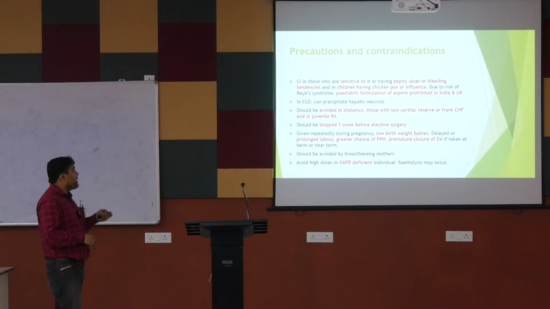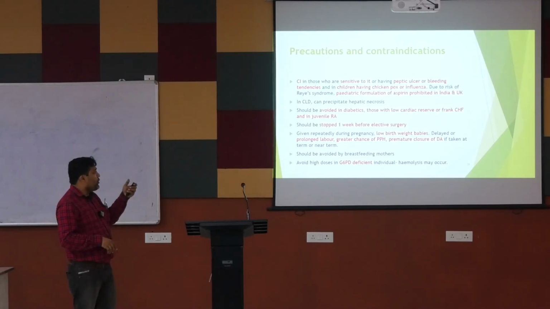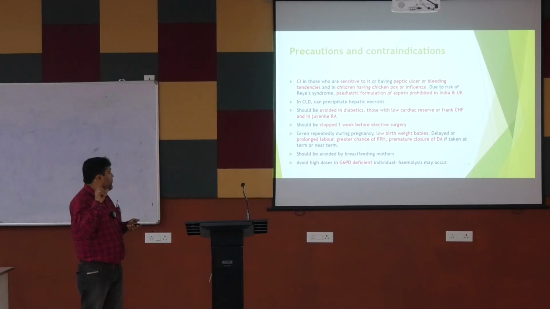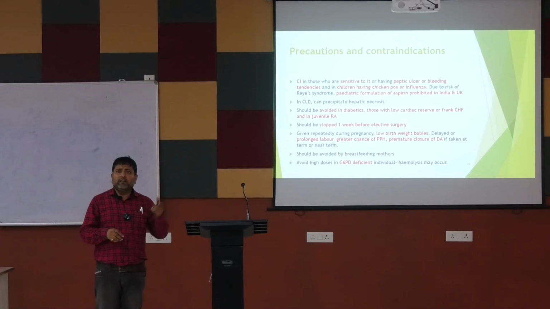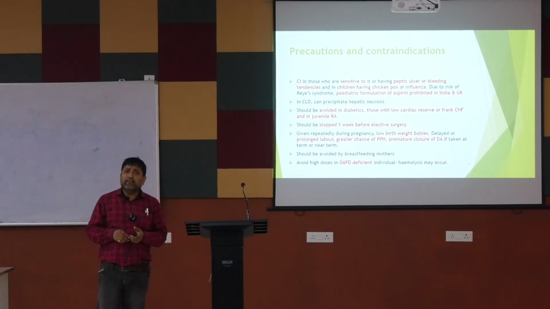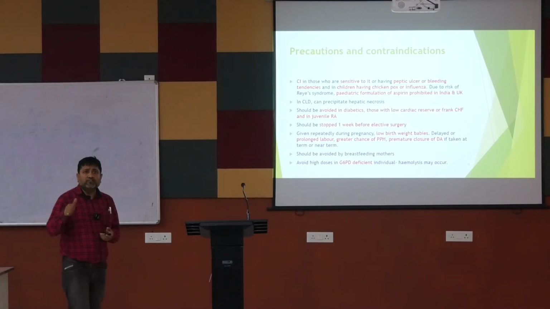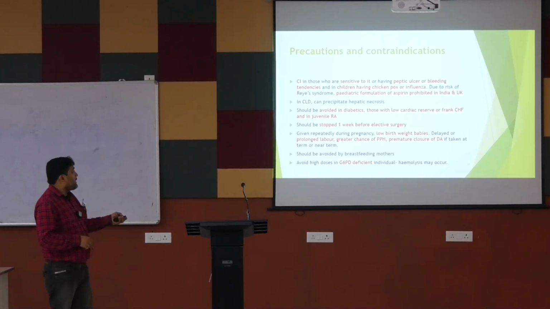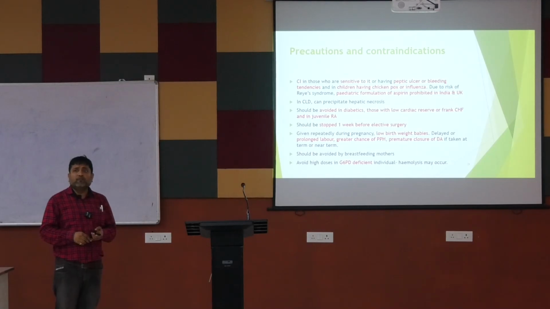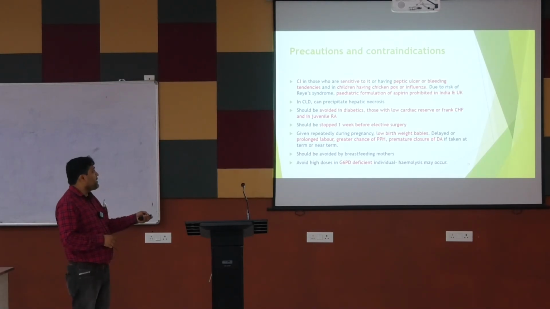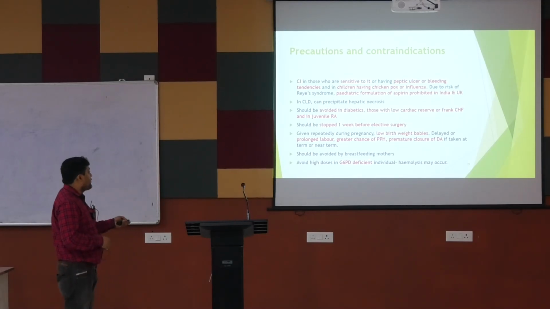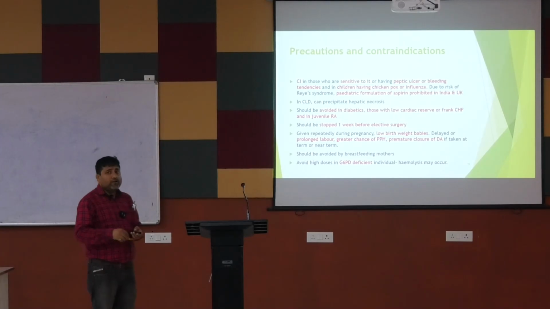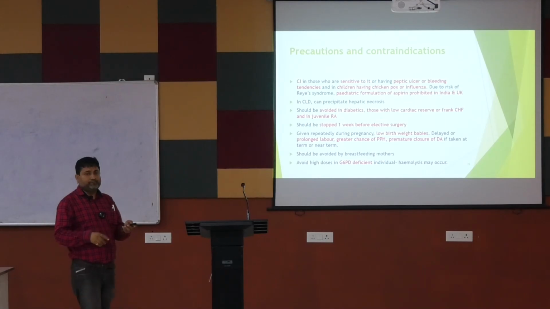Given repeatedly during pregnancy or to mothers of low birth weight babies, it causes delayed or prolonged labor. We have already read that NSAID use in late term pregnancy can delay labor because of inhibition of synthesis of prostaglandins. Greater chance of postpartum hemorrhage because of increase in bleeding time. Premature closure of ductus arteriosus can be seen. It should be avoided by breastfeeding mothers. Its use in G6PD deficient individuals should be avoided because of risk of hemorrhage.